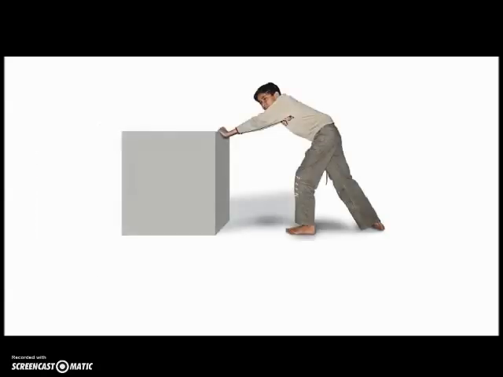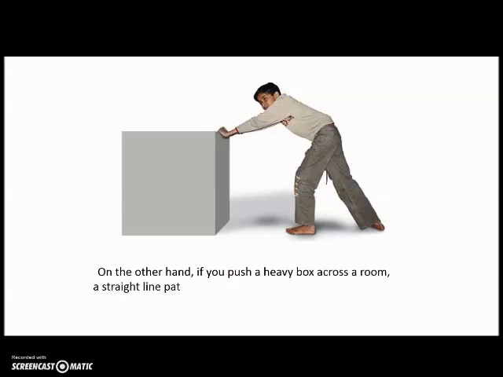Now, on the other hand, if you push a heavy box across a room, a straight line path will be less work than any winding route. You could push it around and around the room for hours and then finally stop at point B. That's going to be a lot more work than if you just go straight from point A to point B, done. So that would not be a conservative vector field. You're working against friction, and friction is not conservative.